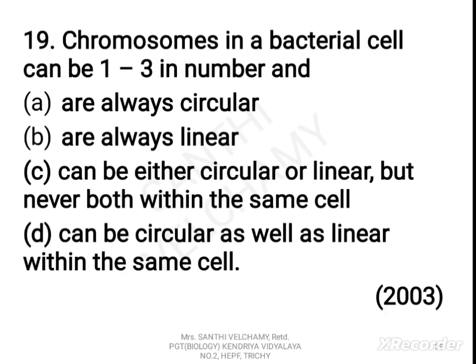Now the next question. Chromosomes in a bacterial cell can be 1 to 3 in number, and A. are always circular, B. are always linear, C. it can be either circular or linear but never both within the same cell, D. can be circular as well as linear within the same cell. The correct answer is A. A is the correct answer.